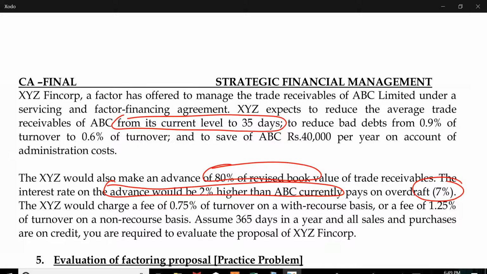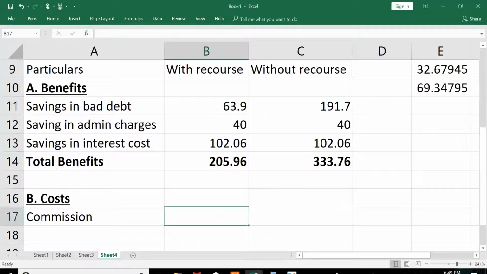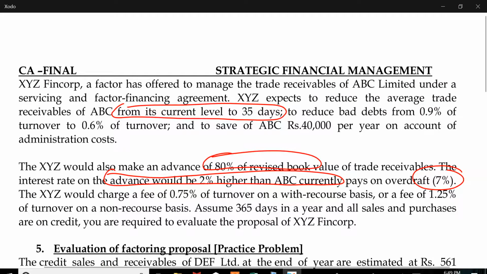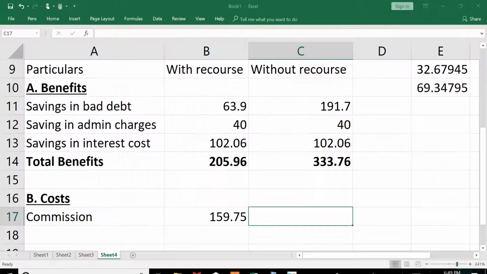What percentage? 0.75. So 21,300 into 0.75%. And the non-recourse one is 1.25%. So 0.75 and 1.25.